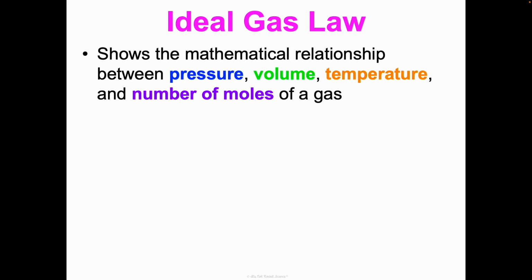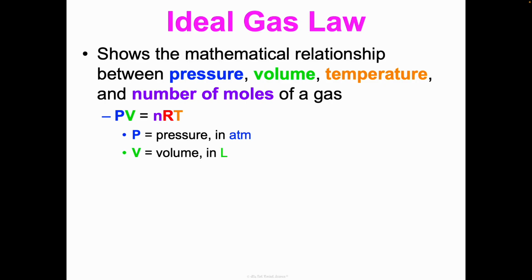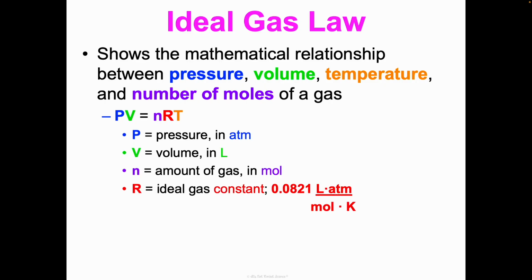It's not only showing the relationship of pressure and volume and temperature, it's also including the number of moles of a gas, okay? And this is the equation. It's PV equals nRT. P is your pressure in atm typically. V is your volume in liters. n is your amount of gas in moles. R is the ideal gas constant, which is 0.0821 with this crazy unit. And then T is your temperature in Kelvin.